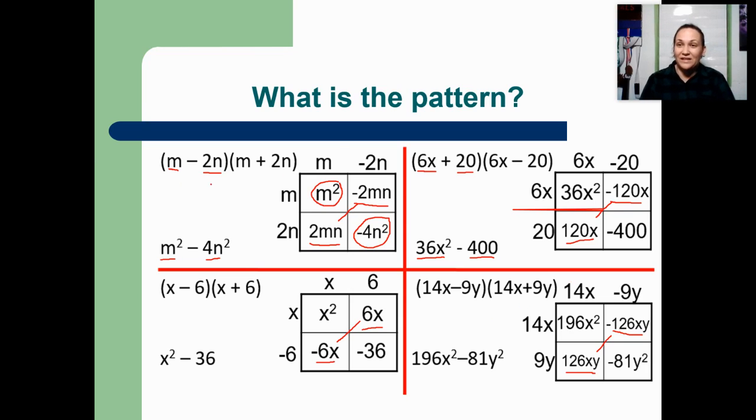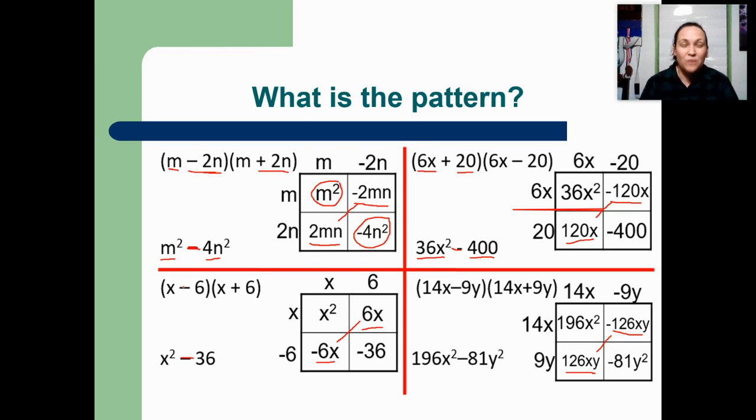The final thing I'd like to point out is that every problem has a minus sign in the middle. That minus sign comes from the fact that we're multiplying a negative 2n and a positive 2n. So the 2 times 2 and the n times n will give us the squaring, but the negative times a positive will always give us a minus sign right here.